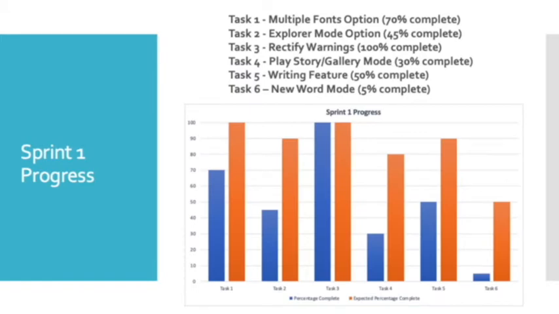By the end of Sprint 1, we were able to mostly complete the multiple font options, get halfway through completion of the Explorer mode, rectify all the existing warnings, identify as many bugs as possible, and break down all the features we were working on as much as possible into smaller subtasks for allocating to our team members.